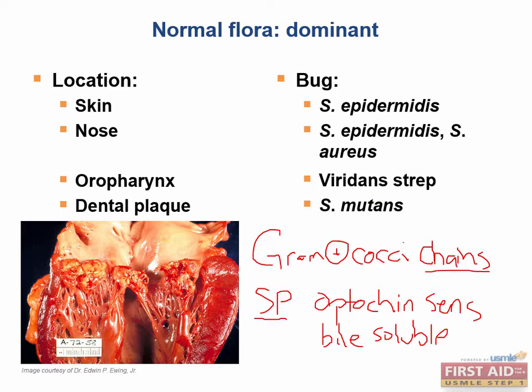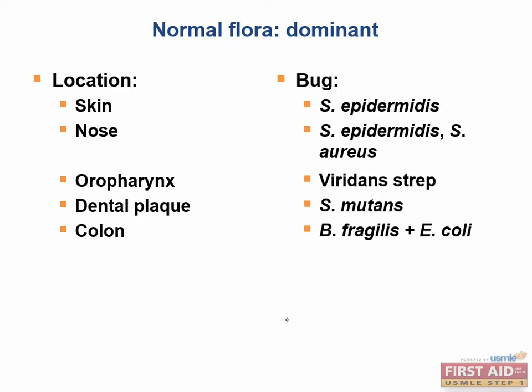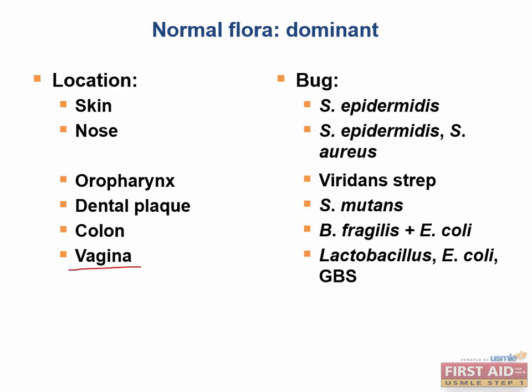Very good. In the colon, we can see Bacteroides fragilis and E. coli. E. coli is the most important facultative anaerobe. These two bugs are both normal flora, although the number of Bacteroides is much more than the number of E. coli. And lastly, in the vaginal canal, Lactobacillus is normal flora. The vaginal canal can also be colonized by E. coli and group B strep.